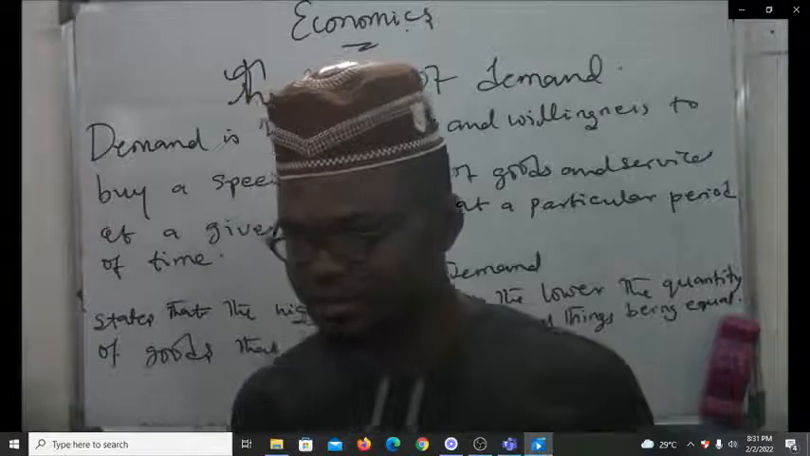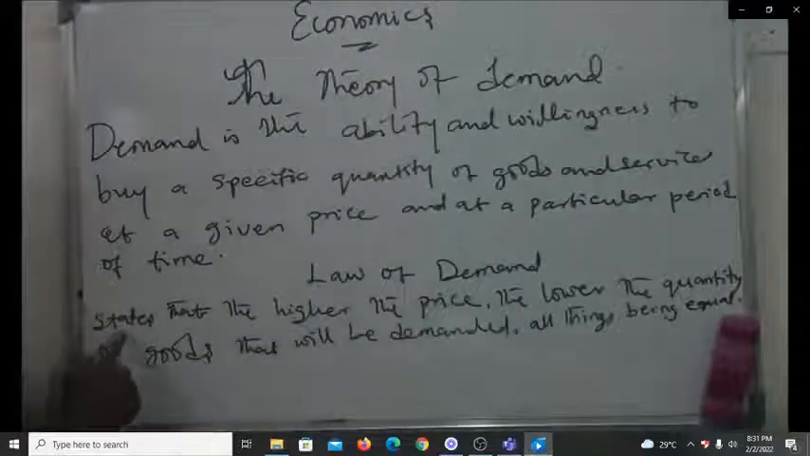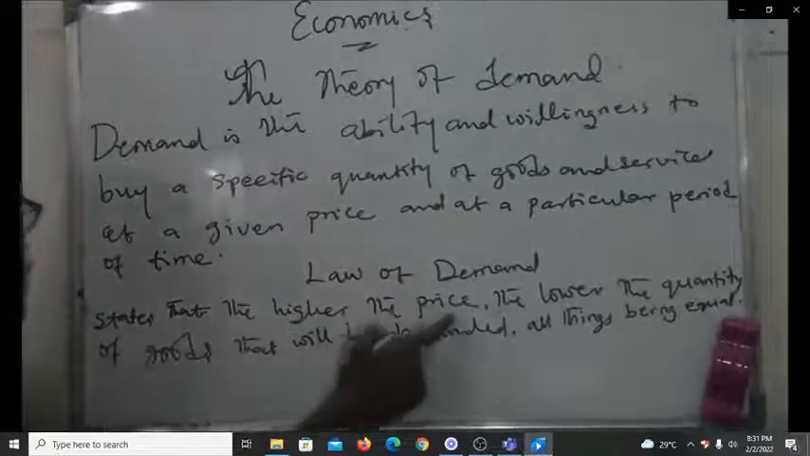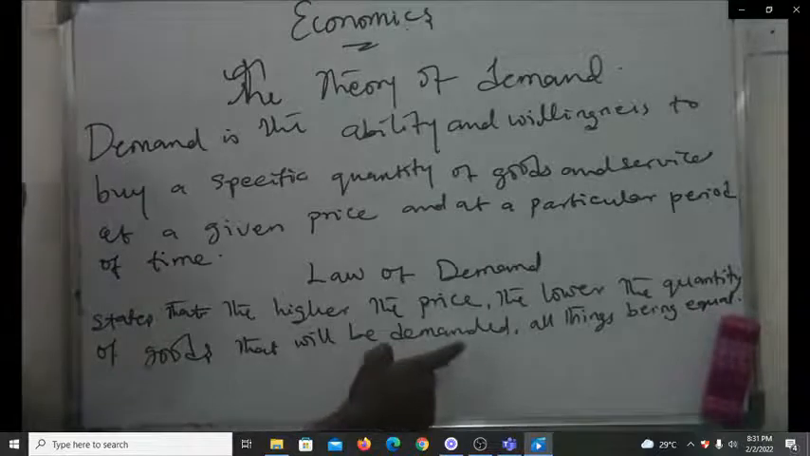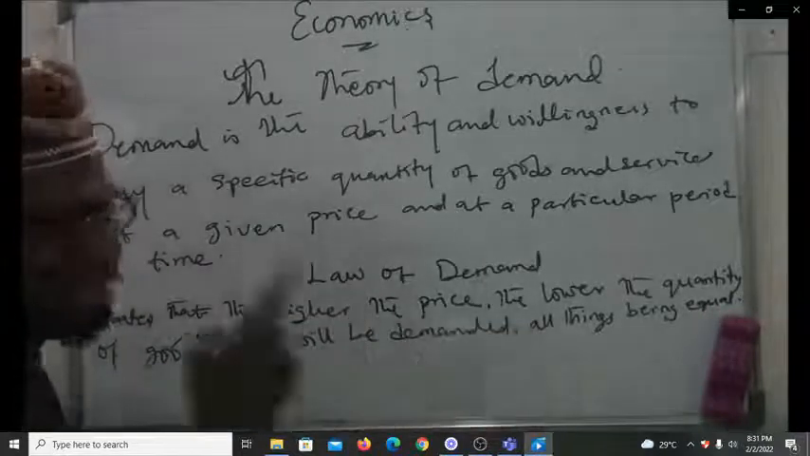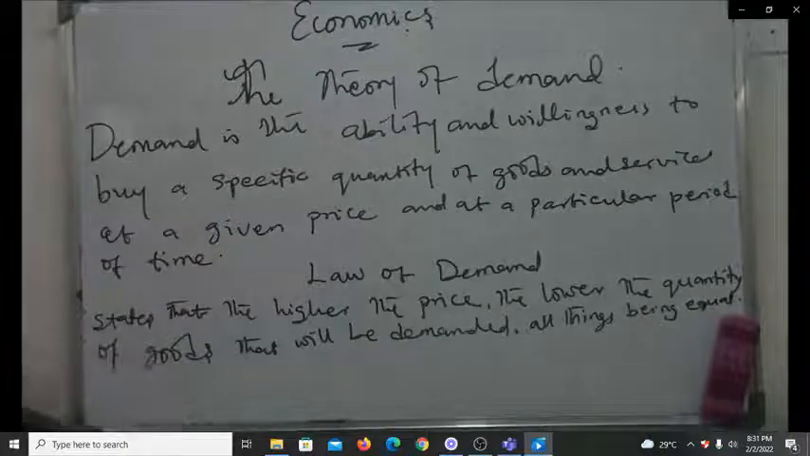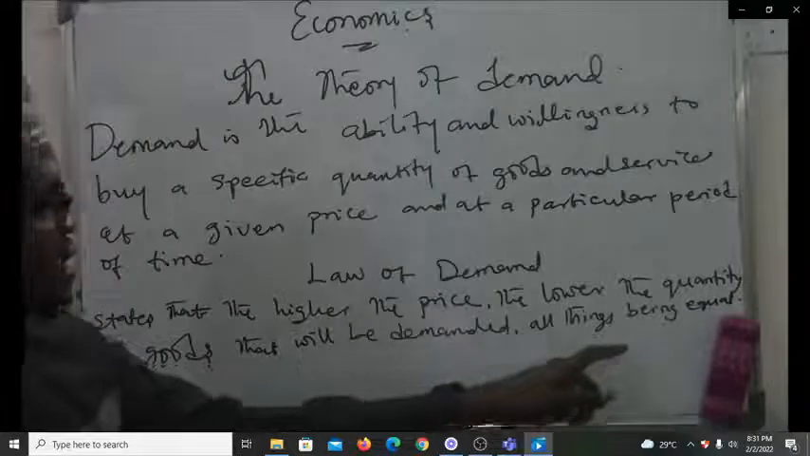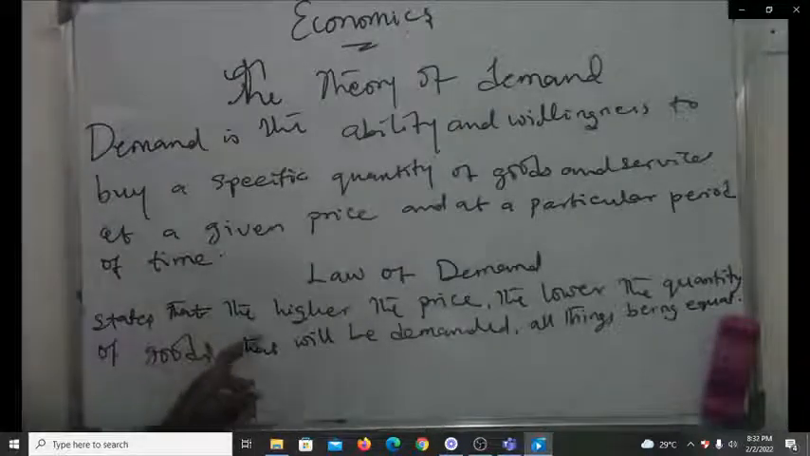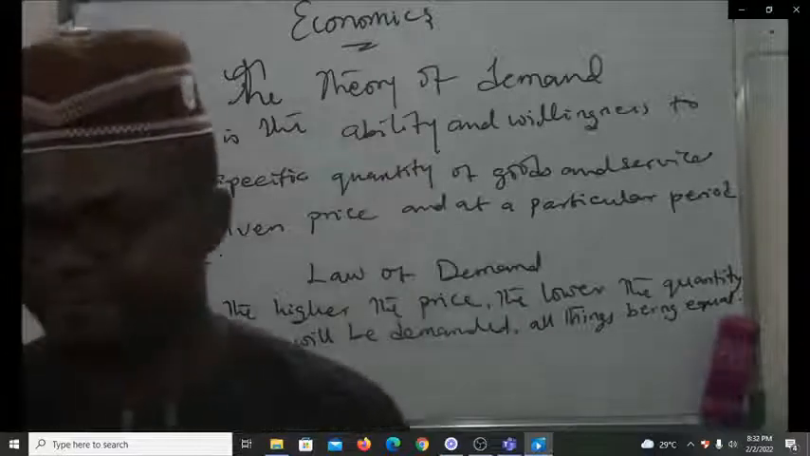That's true, isn't it? And that's what the law of demand is saying. It states that the higher the price, the lower the quantity of goods that will be demanded, all things being equal. You know what all things being equal means. Provided everything is equal, it is always there that the higher the price, the lower the quantity demanded. Is that clear?